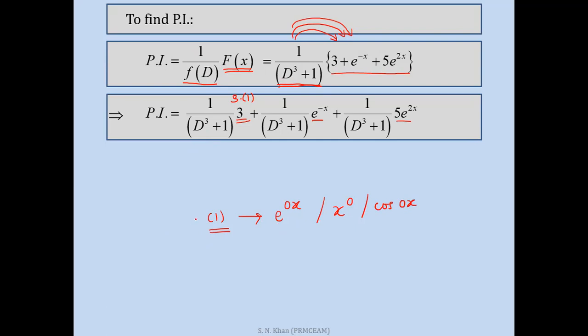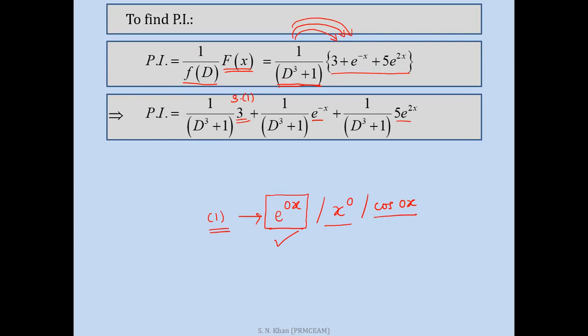One, we can write the constant 1 in exponential format, e to the power 0x, which can be solved by using case number 1. Or we can write it in algebraic format, x to the power 0, or we can take it in trigonometric format, cos 0x. But please remember that out of these three formats, the easiest one to solve PI is the exponential format. It is the easiest method of all. If we write it in exponential form, it will be the easiest as compared to the other methods.